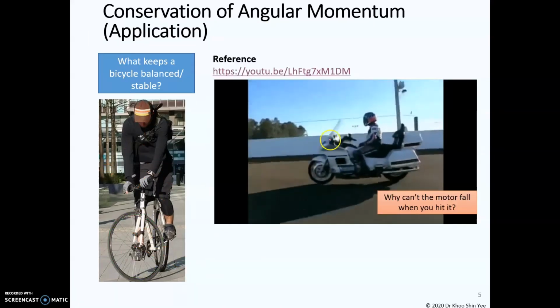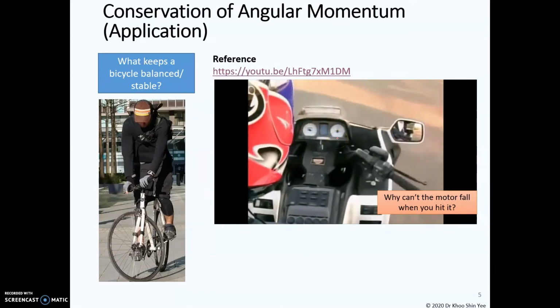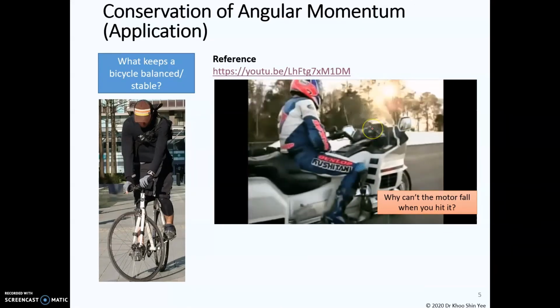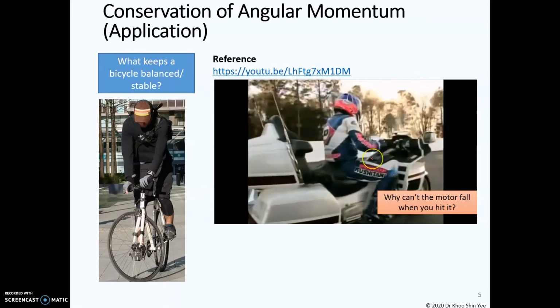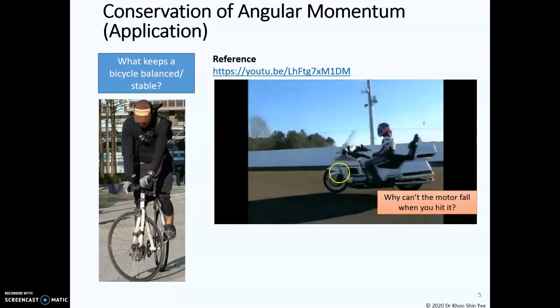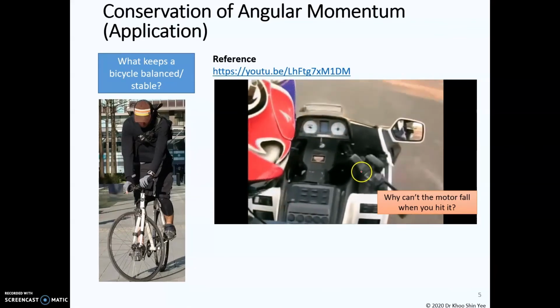In this video, you can see a motorcyclist hit the motor when it is running at a very high speed, more than 100 km per hour. But why can't the motor fall when you hit it? So you can see the motor is actually stable by itself. So why can it be so stable?